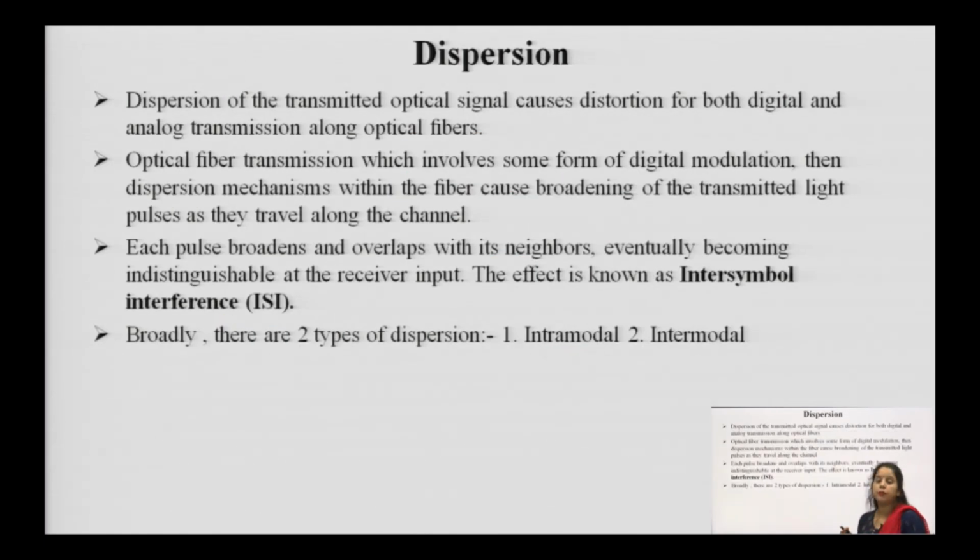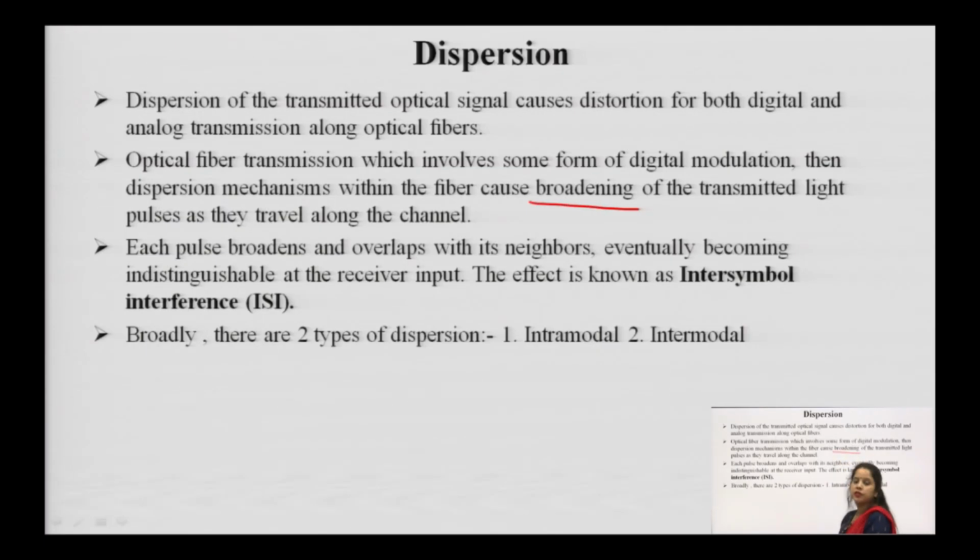Now, the most important type of attenuation, that is dispersion. And what is this? Dispersion of a transmitted optical signal causes distortion of both digital and analog transmission along optical fiber. That means it is applicable for both analog and digital communication signals. In optical fiber transmission which involves some form of digital modulation, the dispersion mechanism within the fiber causes broadening.